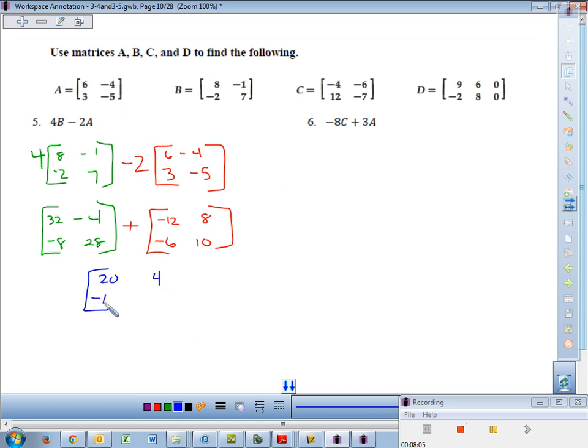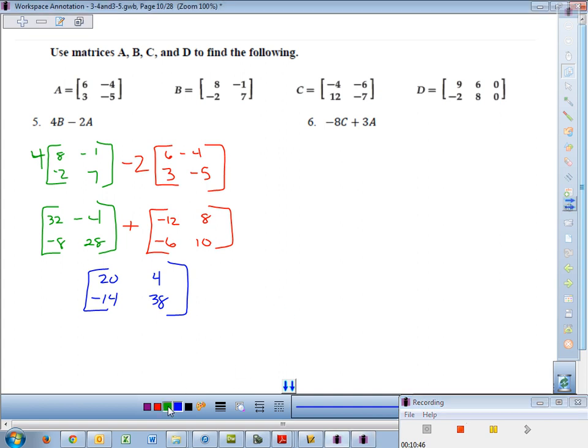Got to be the same size, and these are the same size. But adding them is so much easier than subtracting them, in my opinion. And check yours with mine.